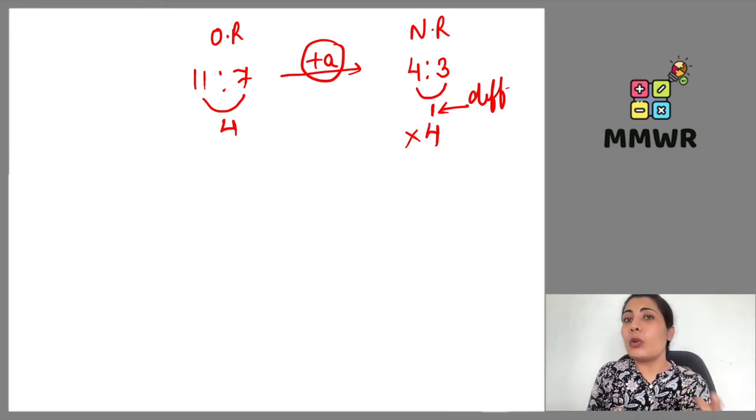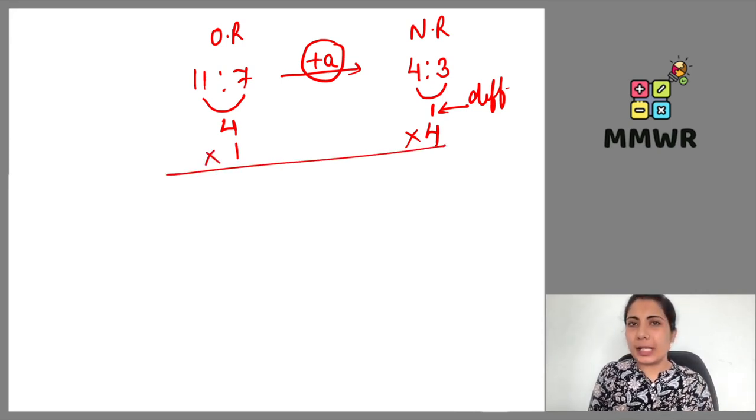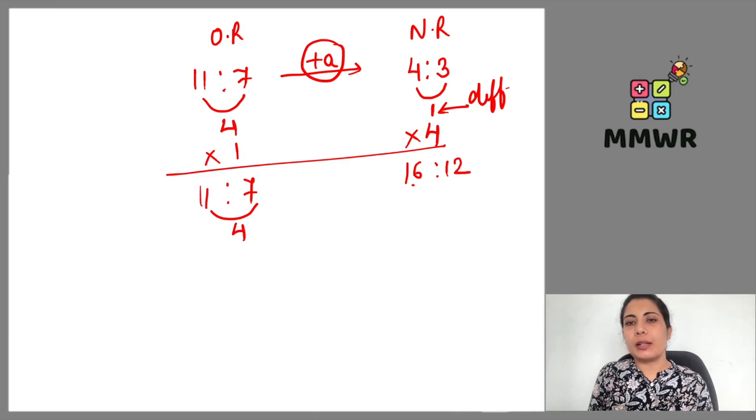Why? Because making 1 into 4 is much easier. Here it is not needed to multiply, but still I am multiplying it by 1. So 11 multiplied by 1 is 11. 7 ones are 7. Still the difference is 4 here. What will be the difference here? 4 4s are 16. 4 3s are 12. And the difference is 4 here also.